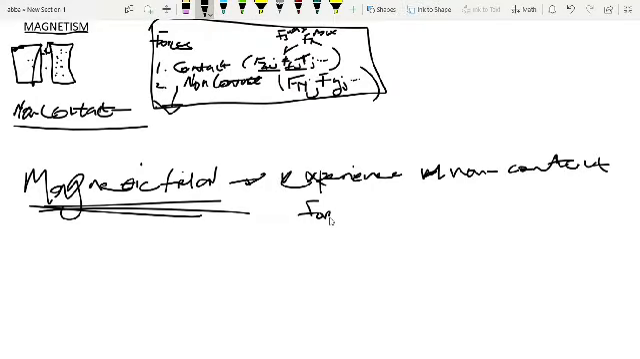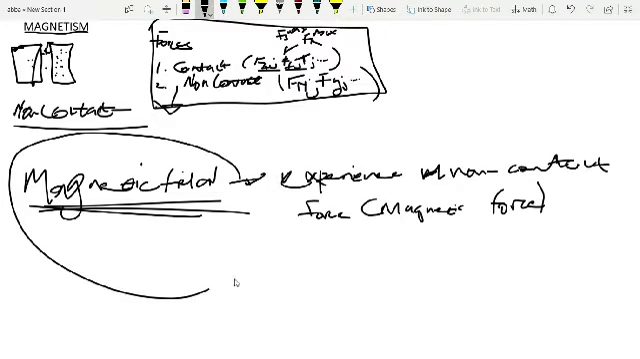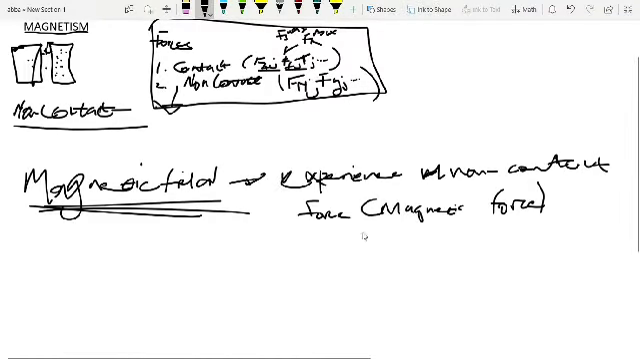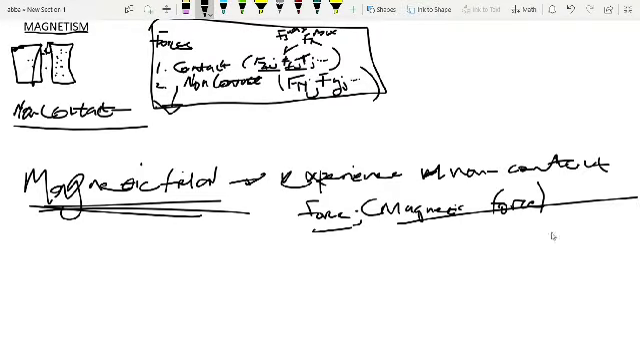You'll excuse my handwriting on this. It is a non-contact force called the magnetic force, right? It's not necessarily a phenomenon, but a region in space whereby an object will experience a non-contact force known as the magnetic force.